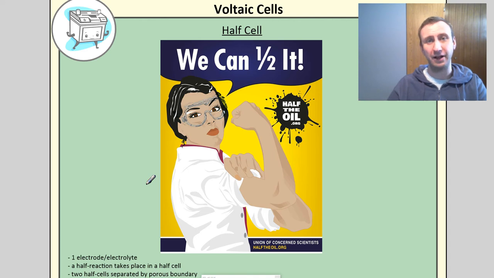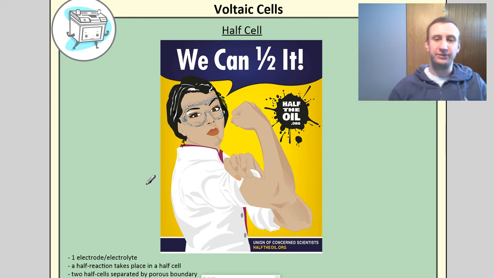It's half of a cell. So when we look at a net reaction, right, a half reaction was half of the reaction. It showed either the oxidation or the reduction taking place. In the same way, when I look at a half cell, it is where either oxidation or reduction happens. It is half of the cell.